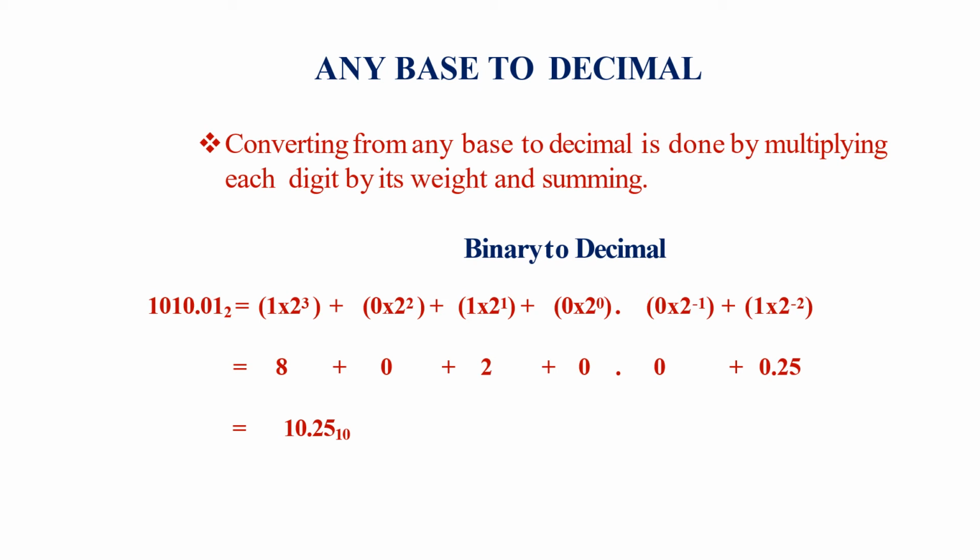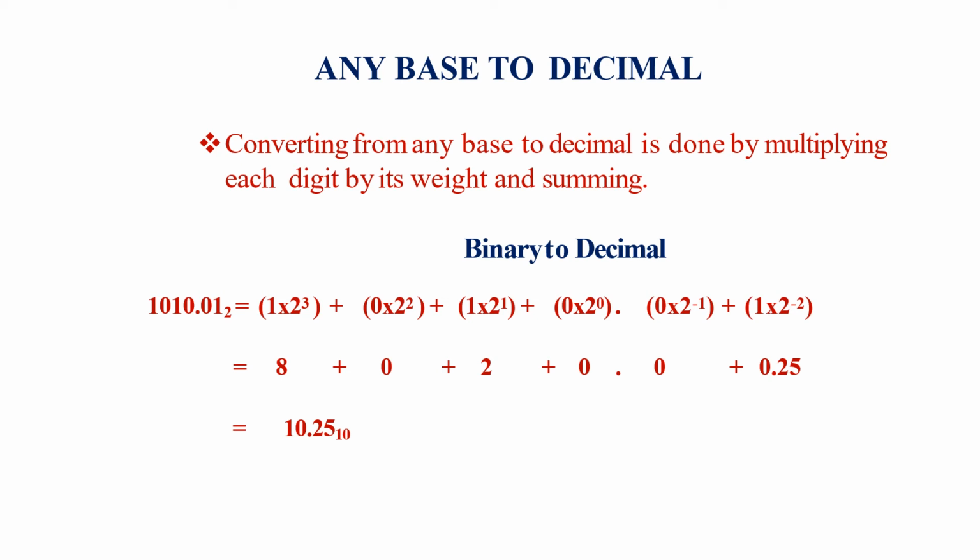Now for the fractional value, again we start in this direction: 0 into 2 power minus 1 plus 1 into 2 power minus 2. We can write the equivalent values. 1 into 2 power 3 is 8. 0 into 2 power 2 is 0. 1 into 2 power 1 is 2. 0 into 2 power 0 is 0. Point. 0 into 2 power minus 1 is 0. 1 into 2 power minus 2, which is 1 by 4, is 0.25.